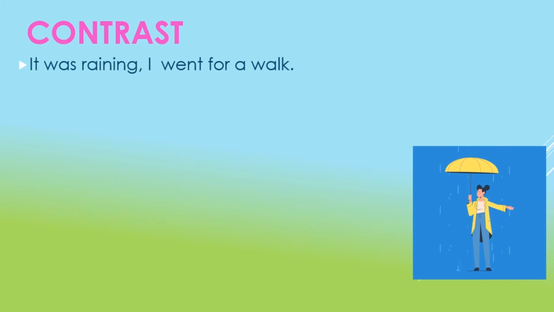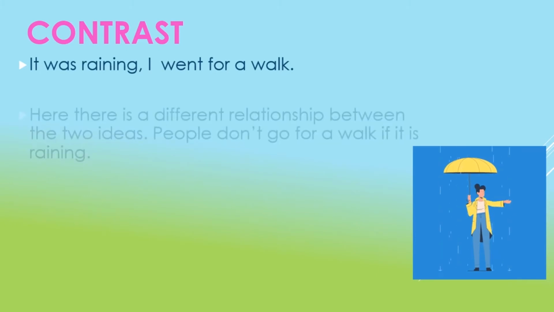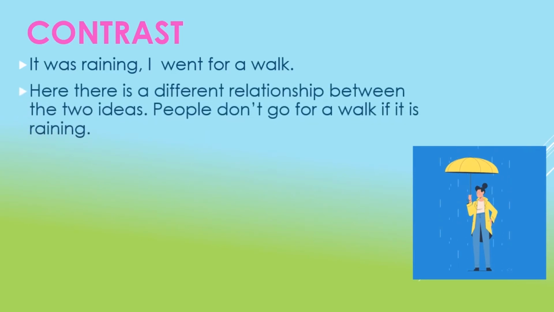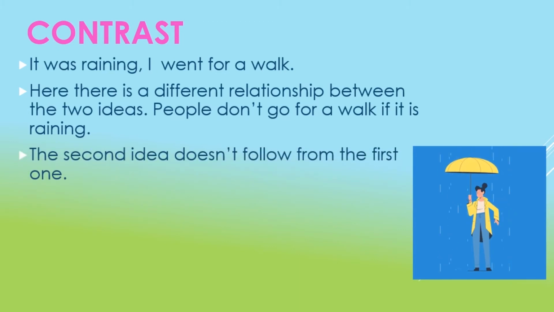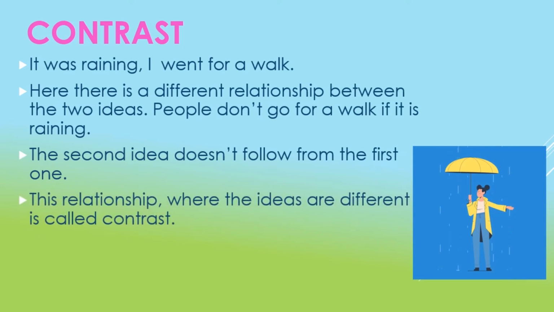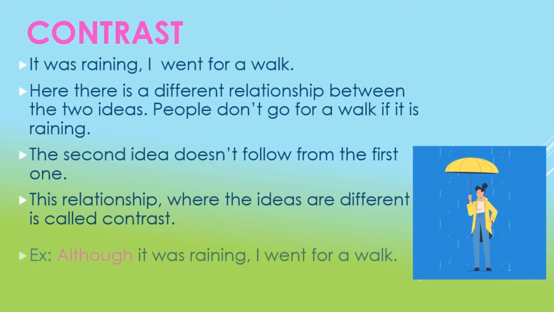Let's see the examples. It was raining, I went for a walk. Here, there is a different relationship between the two ideas. People don't go for a walk if it is raining. The second idea doesn't follow from the first one. This relationship, where the ideas are different, is called contrast.